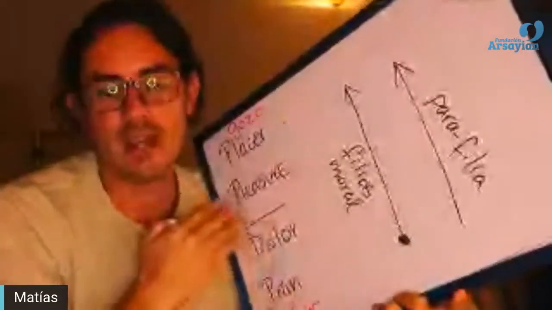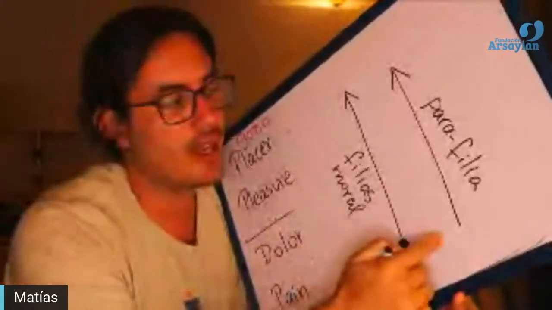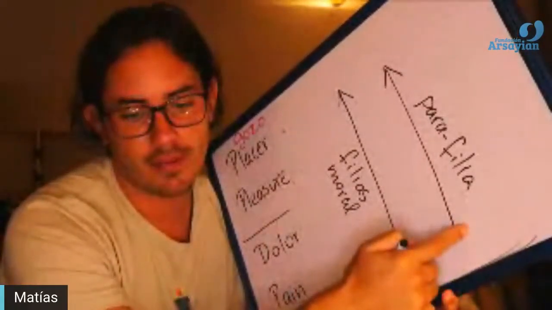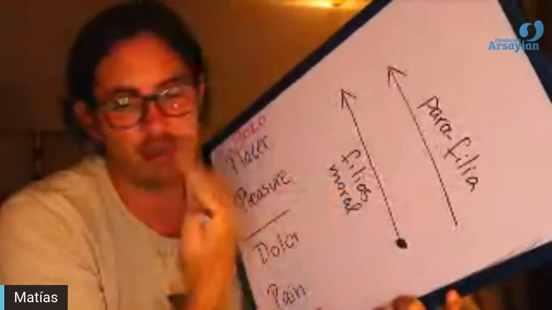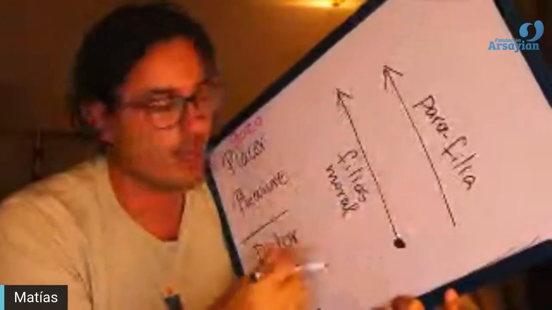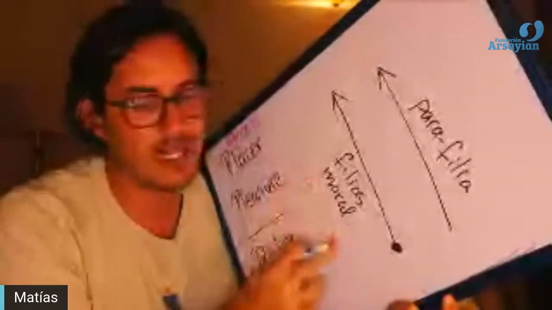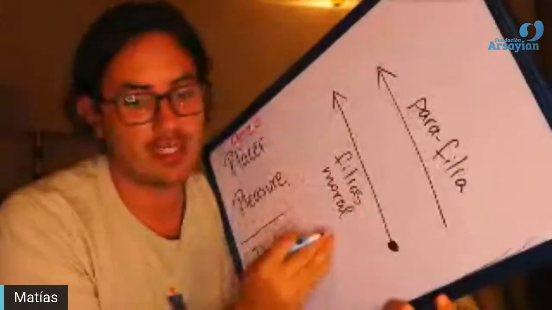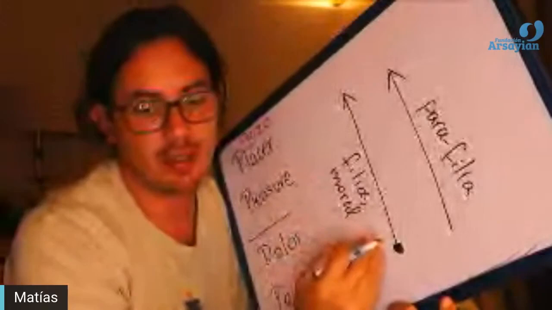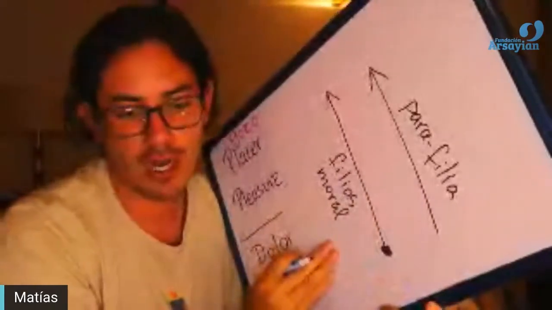So what is a paraphilia? A paraphilia is like another path to take. Philia means the love, to love something. So the philias are controlled by a morality, but paraphilia are not controlled by morality. They say that's another path that you are taking, which is not through morality.